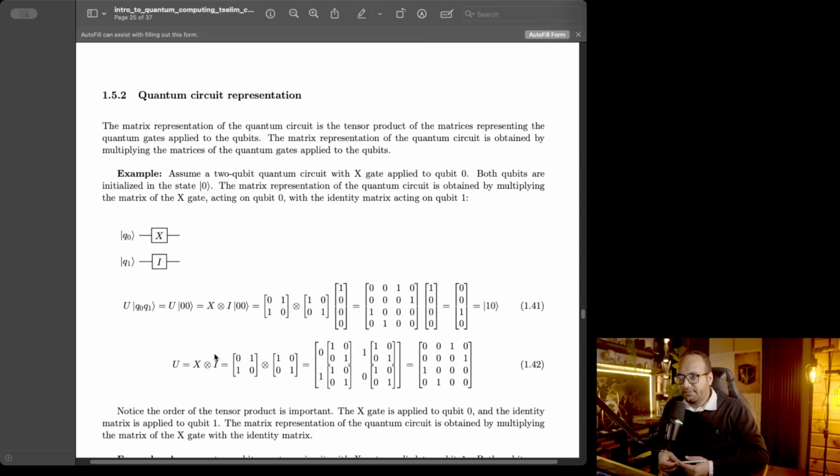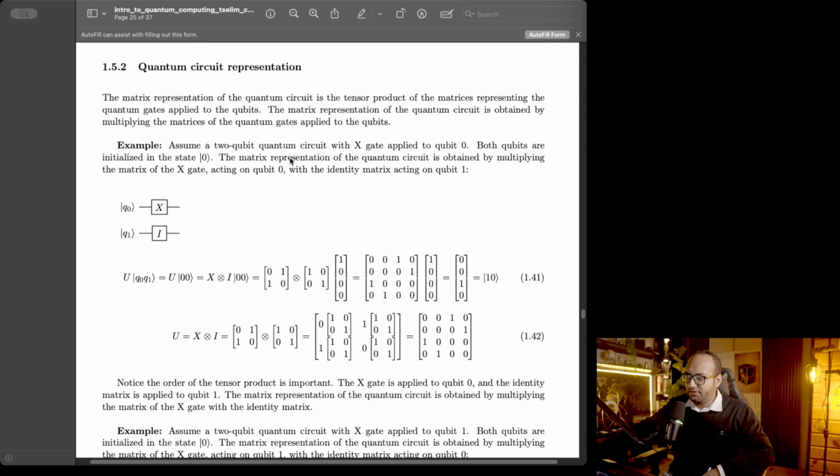And quite often, we need to have a matrix representation of the quantum circuit. The matrix representation is a tensor product of all matrices representing the quantum gates applied to the qubits. The whole matrix representation is the net result of this tensor multiplication of all of these gates. We end up having one complete unitary matrix representing the quantum circuit.